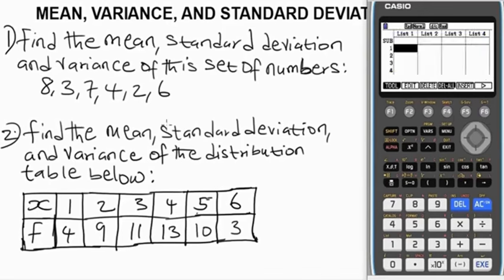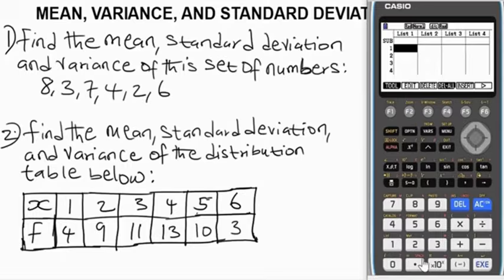Okay, now for question 2, it says find the mean, standard deviation, and variance of the distribution table below. Now for this kind of question, we have the independent variable X data and the frequency data. Alright, so we're going to make use of list 1 and list 2. So let's begin with list 1. Let's input the data there.